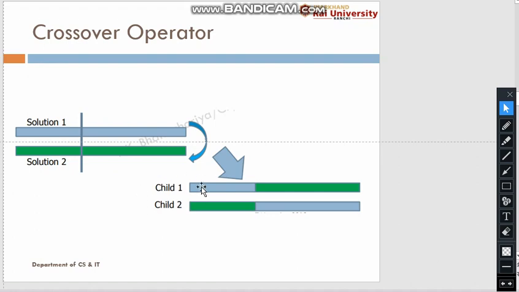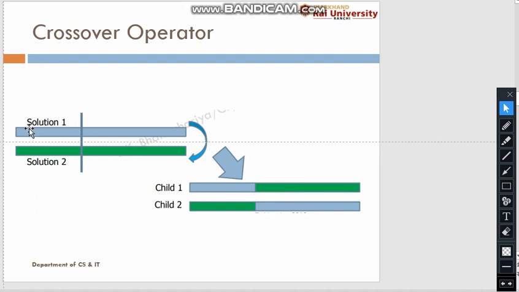Now you can see that the child 1 will have the trait of the parents. The child 1 will be the same as the solution 1 up to this point only, because this line is called your crossover site, and the child 2 is the same up to this as the solution 2, and after this the genetic material is exchanged between both the parents. तो ये जो genetic material exchange हुआ है solution 1 and solution 2 के बीच, just because of that two offsprings are produced, that is your child 1 and child 2. And after this you can see that the genetic material has been exchanged.